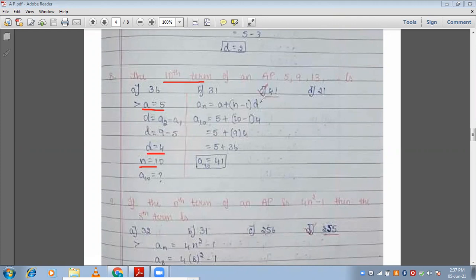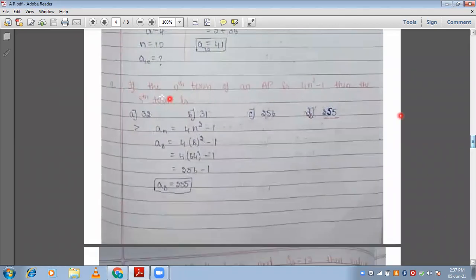So an is equal to a plus n minus 1 into d. a10 is equal to a value is 5 plus n value is 10 minus 1 into the value of d is 4. 5 plus 10 minus 1, 9 into 4. 9 4s are 36 plus 5 is 41. So a10 is equal to 41.